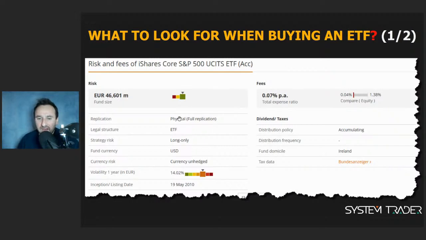The fund currency, again, that's telling us in which currency the fund is run. And for example, here we see that there is a currency risk because there is no hedge. So if you are, for example, in Europe and you are living in the Eurozone, then you have exposure to the American dollar, and that means that there is a currency risk. There are ETFs which are hedged, but for that protection you have to pay extra money as well. There are fees, for example, like in that example, we have 0.07% per annum, which is very low.